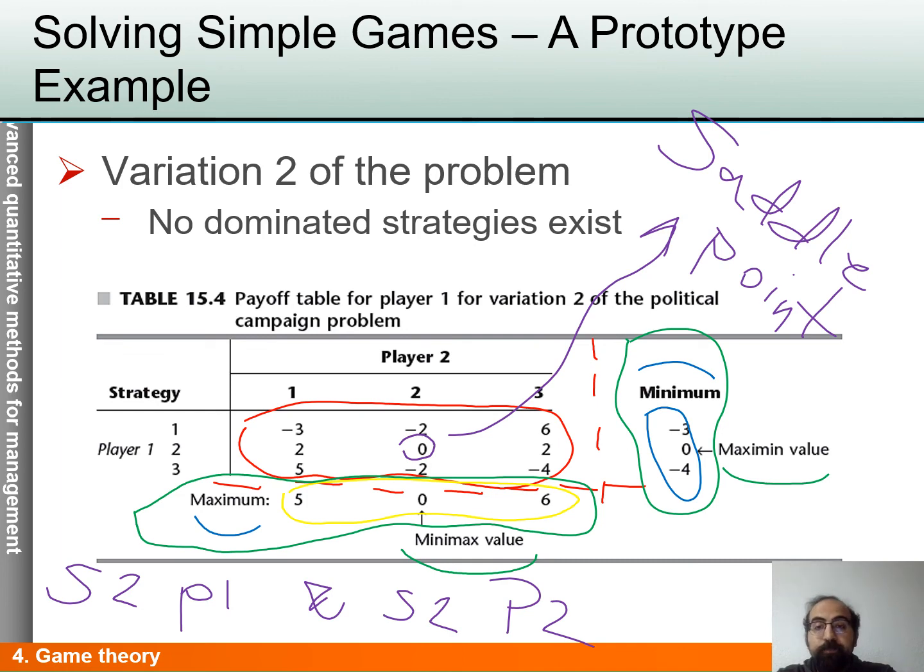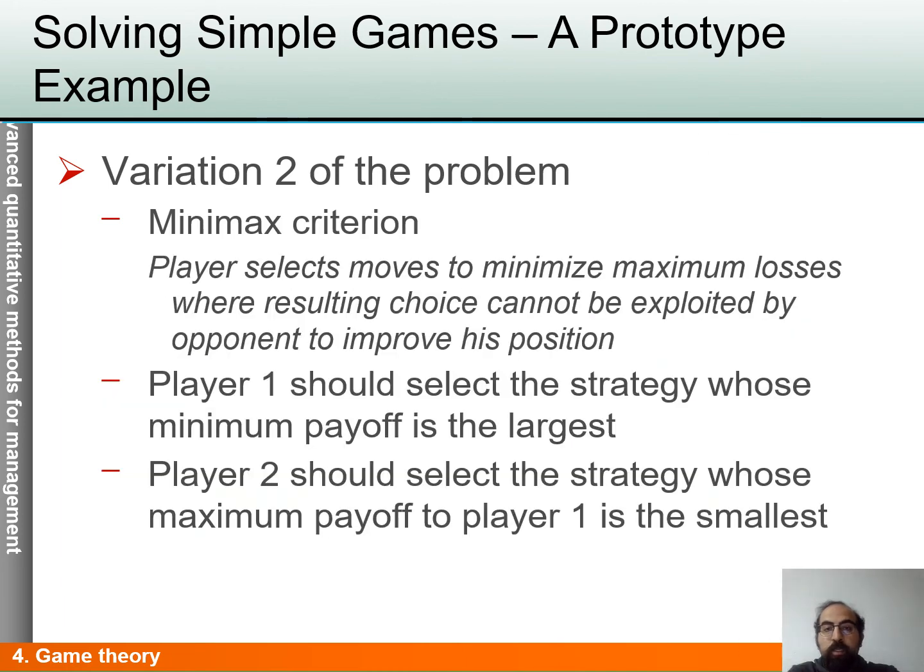Okay, guys? This is the second variation. Although there isn't any dominated strategy, with these short calculations we could find this saddle point to understand what the result is. Let's go to the next slide. In this slide, we have the same explanations that I gave you comprehensively in the previous slide, okay?